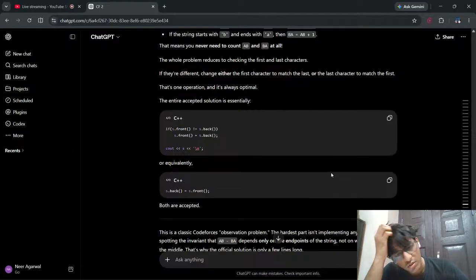If S.front is not equal to S.back, then S.front is equal to S.back. That's why my code was working.